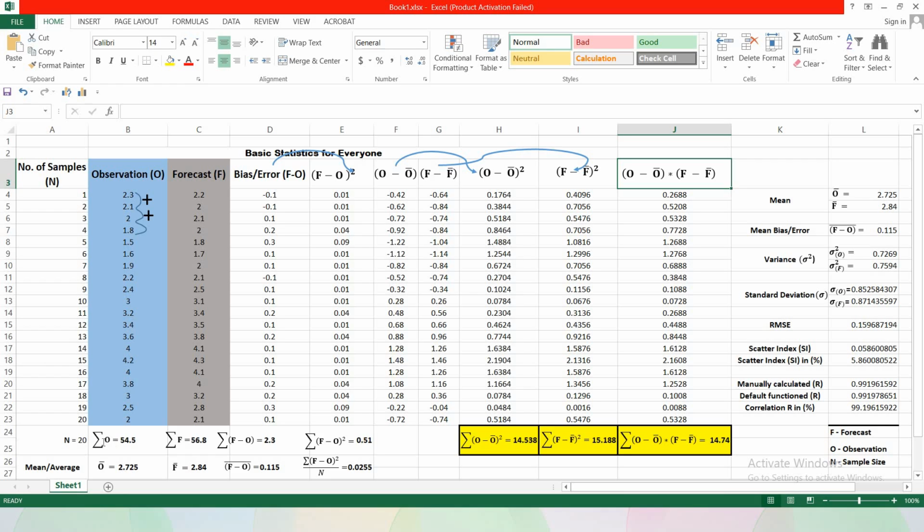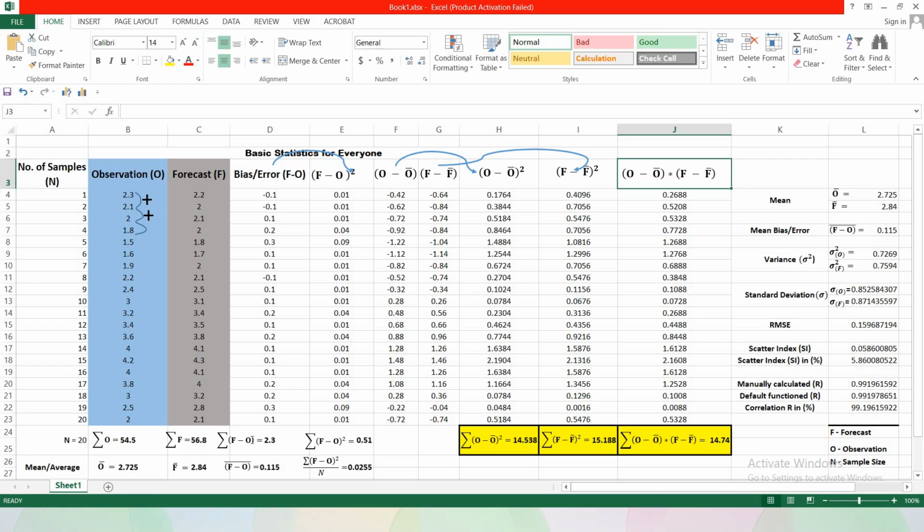And sigma o is the summation of all observations. Similarly, sigma f represents the summation of all forecasted values. And when you divide that sigma o by n, you automatically get the mean of the observation. Similarly, when you divide sigma f, the summation of all the forecasted data, by n, you will get f bar, that is the mean of the forecast.